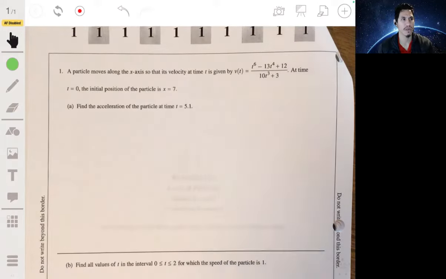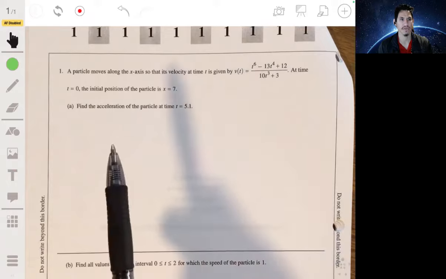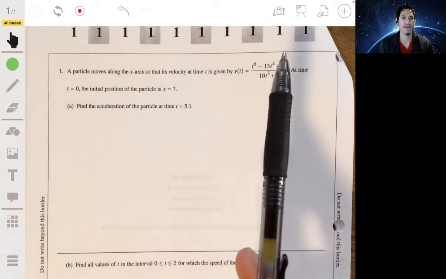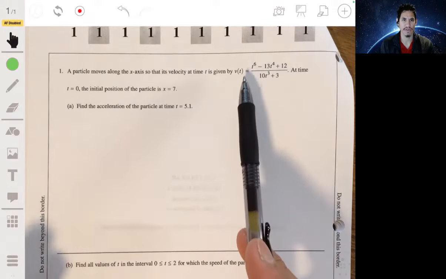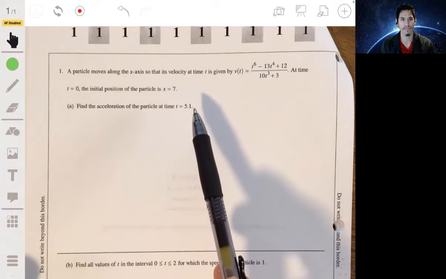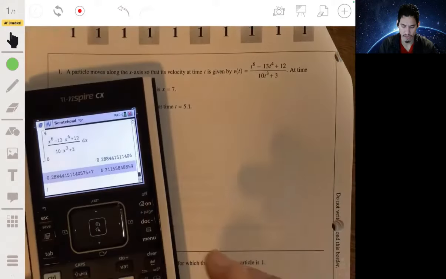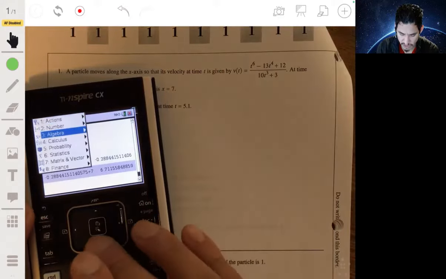Okay, so the main thing you have to recognize is that acceleration is the derivative of velocity. And so for this, you just have to evaluate the derivative of velocity at 5.1. Now, since we get a calculator for this problem, this is not even going to be an issue. This will be simple to do.